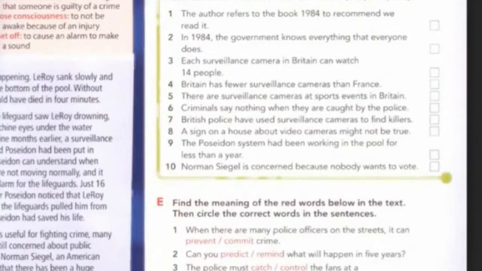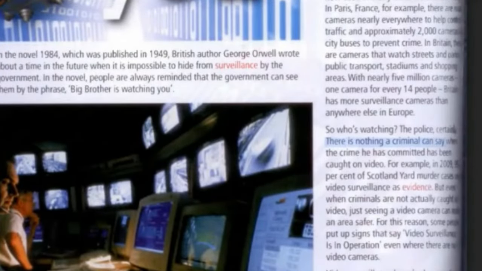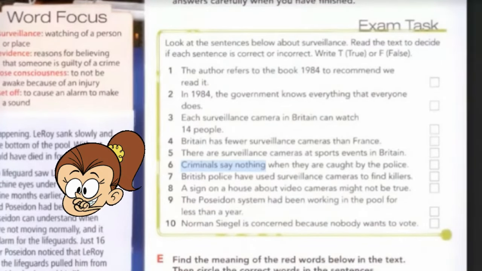Okay, and look at number 6 again. Criminals say nothing when they are caught by the police. Do these two sentences mean the same thing? What do you think? This question says criminals say nothing. And this sentence says there is nothing a criminal can say. Do they mean the same? If you say criminals say nothing when they are caught, that means the police caught them, and whatever the police ask them, they don't say anything, they just keep quiet. This is what it means in question 6.